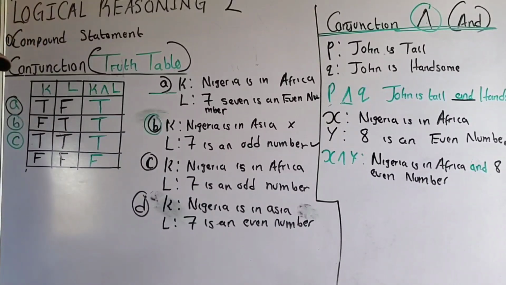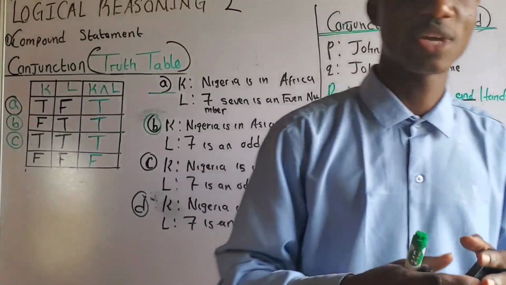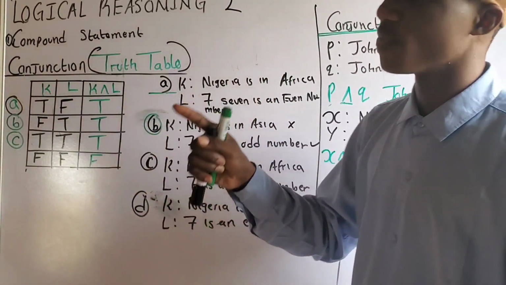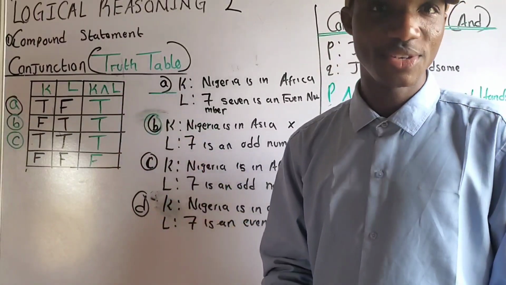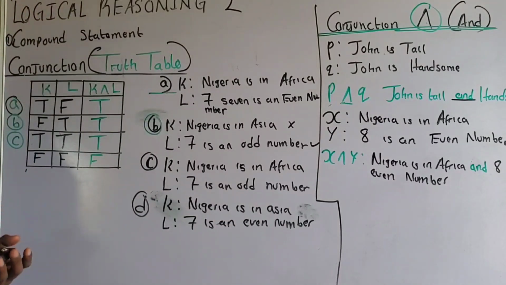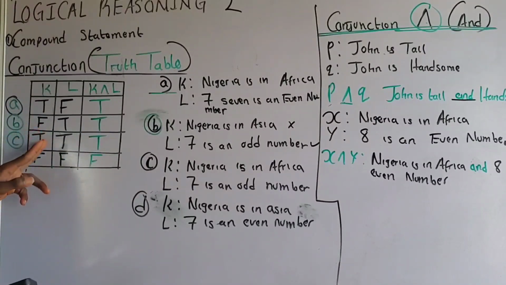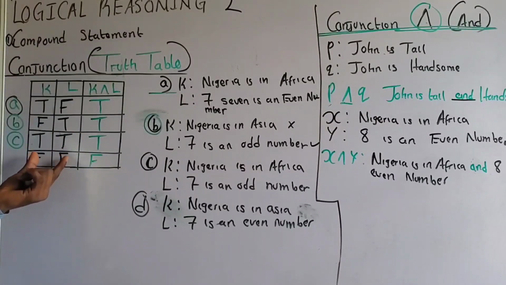Now, the summary of what I'm saying is that when you have a compound statement connected together by a conjunction, if the first part of the compound statement is true and the second part is false, the conclusion will be true. Are you there? Eventually, if the first part appears to be false and the second part appears to be true, the conclusion will be true. If both statements are true, the conclusion will be true. If both statements are false, the conclusion will be false. Are you getting it?